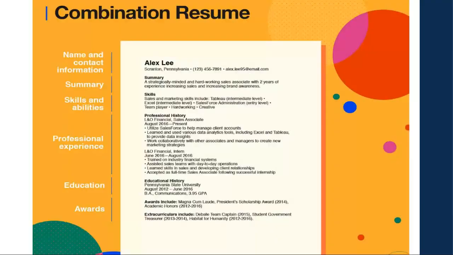The next one here is the combination resume. This is again the mixture of both your experience, your work history, and your skills, right? So again, there is a short summary given by Alex Lee, and below you can see skills, their abilities, professional experiences. There come education and awards.